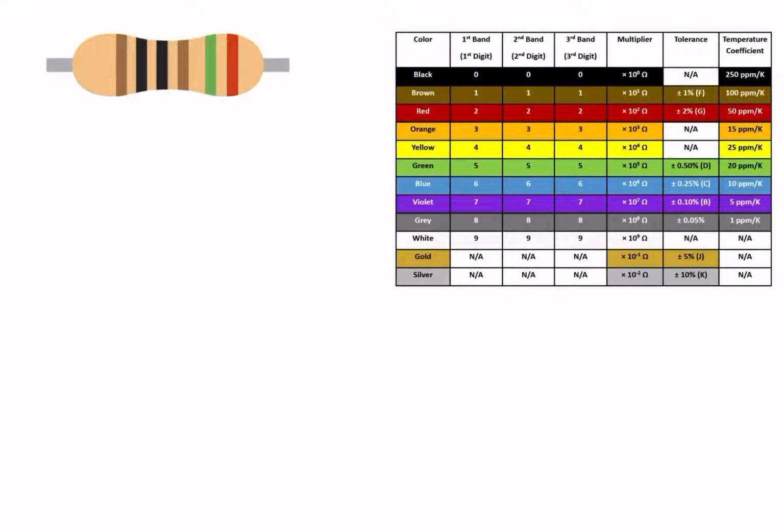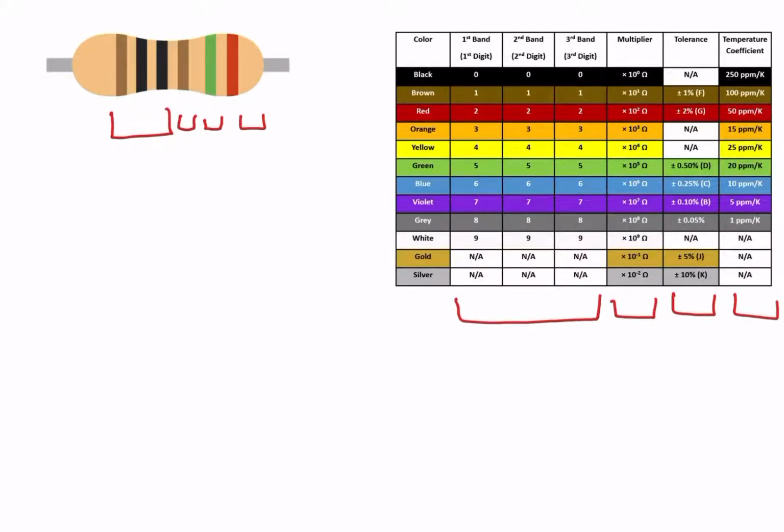The last type is a 6-band resistor. It's similar to the 5-band resistor. These three will be taken from these columns. The fourth one is a multiplier. The fifth one is tolerance, and the last one is the temperature.